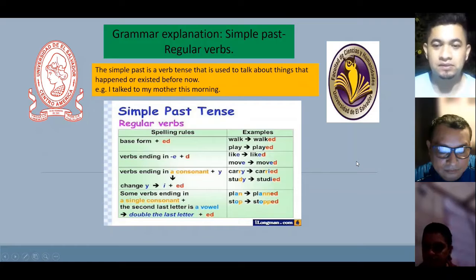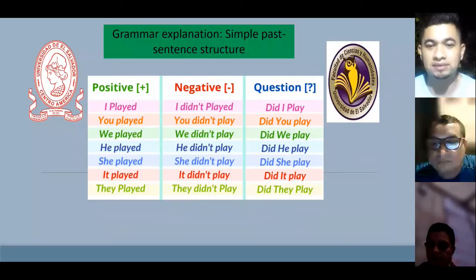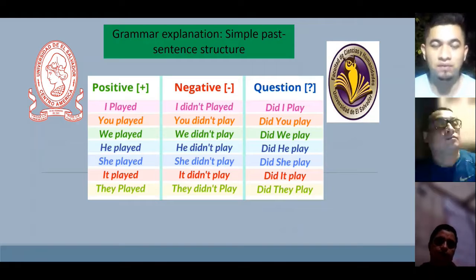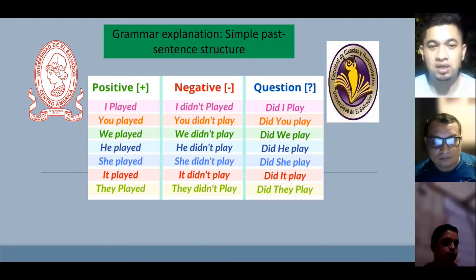So in this case, we have the structure of the simple past. We have the positive form, the negative form, and the question form. In the positive form, you can notice all the pronouns and how the verb is written in the same form. I mean, if we compare with the simple present, guys, if you remember, in the simple present we add an S for the third person, right? But in this case, for all the pronouns, the verb is written in the same form.